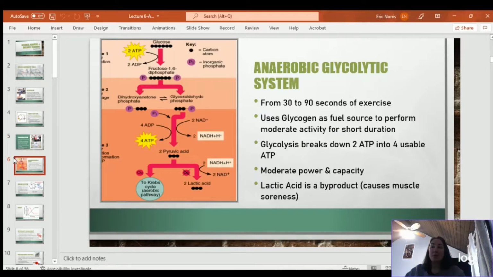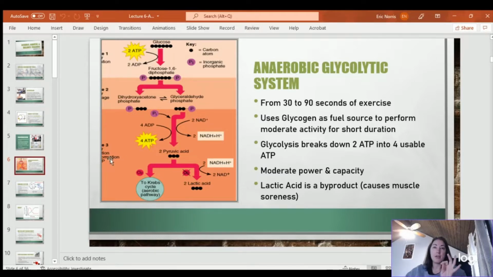With the anaerobic glycolytic system, this starts around 30 seconds of exercise and lasts for up to 90 seconds of exercise. So from 30 seconds to a minute and a half, this one is the main one that's transitioning you from the phosphagen to the aerobic systems. It uses glycogen as its fuel source, and you are able to perform moderate activities, but still for a short duration.